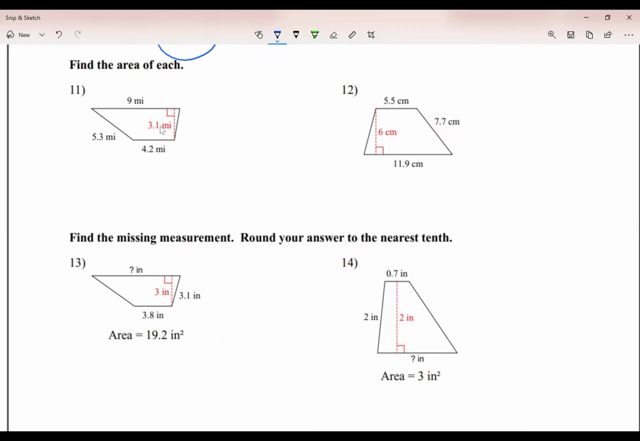Now we could do something. Let's say I have a trapezoid like this. I can break it into two triangles and a rectangle in the center. I know how to get the area of rectangles. I know how to get the area of triangles. So we can do that. However, sometimes we don't know all the measurements.